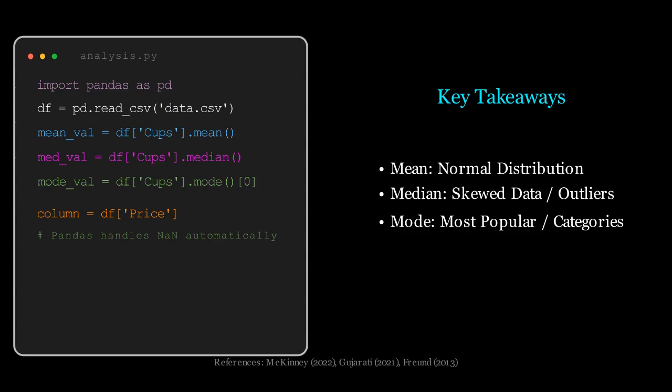References: McKinney W., 2022, Python for Data Analysis, Data Wrangling with Pandas, NumPy, and Jupyter, O'Reilly Media. Gujarati D.N., 2021, Essentials of Econometrics, McGraw-Hill Education. Freed, J.E.N., 2013, Modern Elementary Statistics, Pearson.